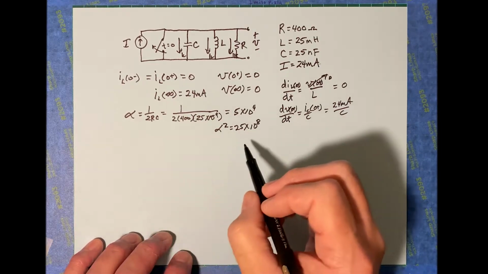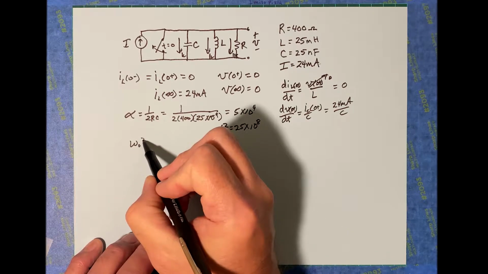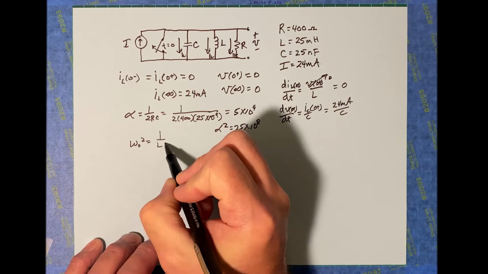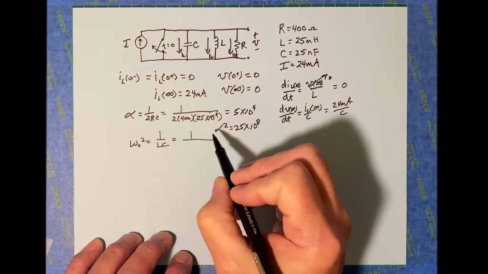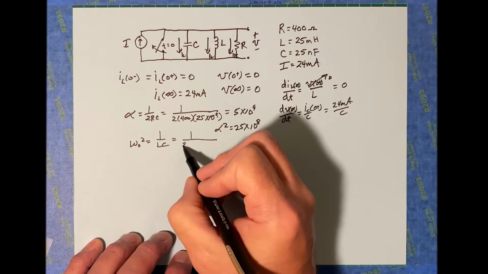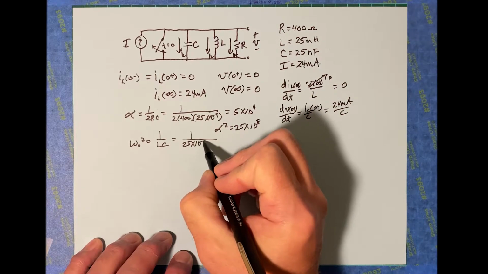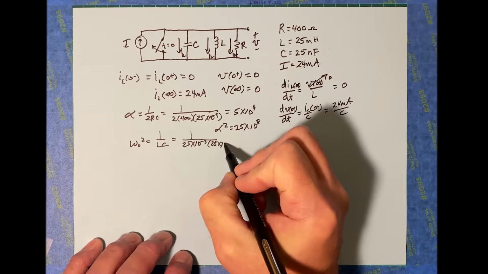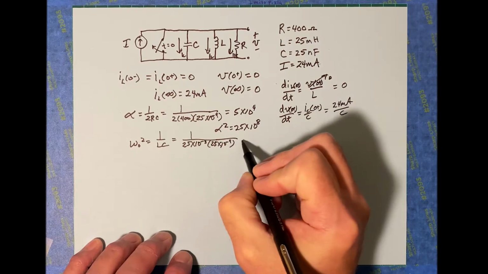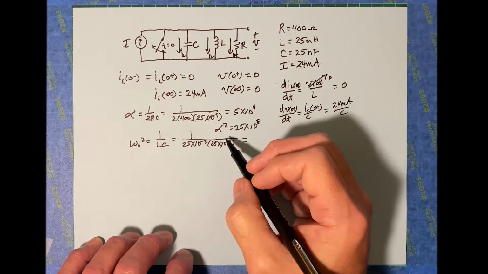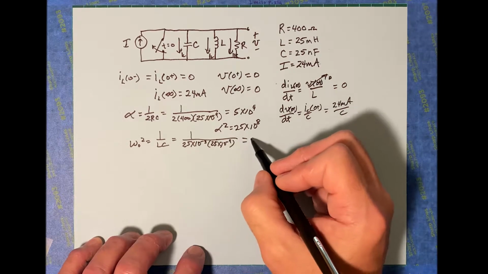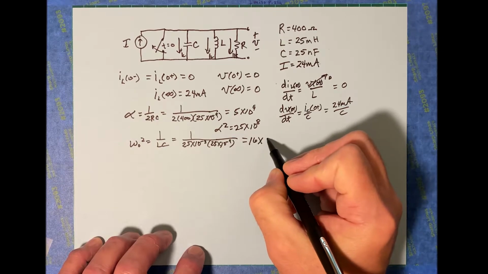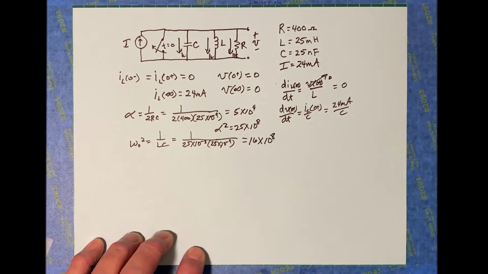All right, so we've got our alpha squared. What about our omega naught squared? That's 1 over LC, so that's 1 over L, which is 25 times 10 to the negative 3, times C, 25 times 10 to the negative 9th. And omega naught squared turns out to be 16 times 10 to the 8th.